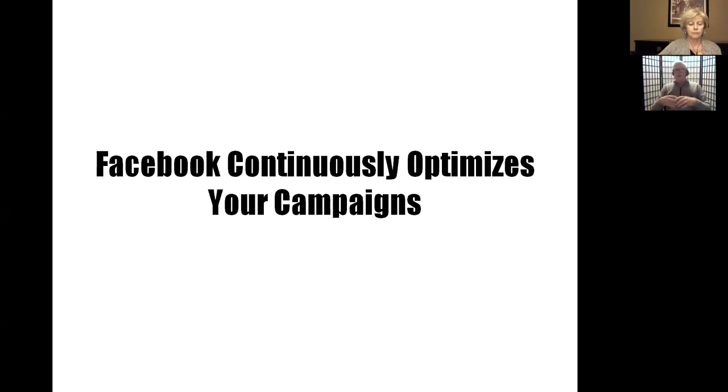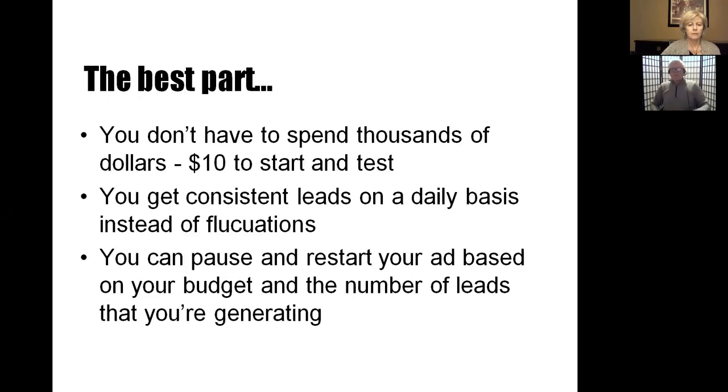audience. And what that means is that those people are more apt to click, because if they're like Sharon and Sharon was interested in this ad and she clicked on it, then people who are like her will probably click on it too. Which means that the cost of your leads is going to start going down as Facebook continuously optimizes your campaign. So that's really kind of cool. And the best part is you don't have to spend thousands of dollars.